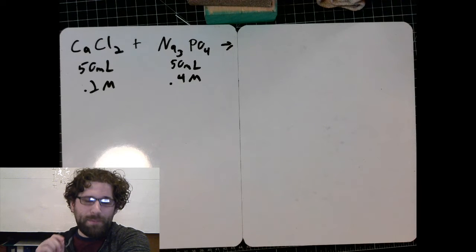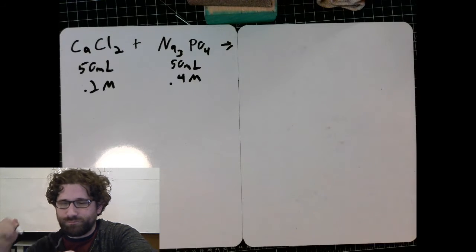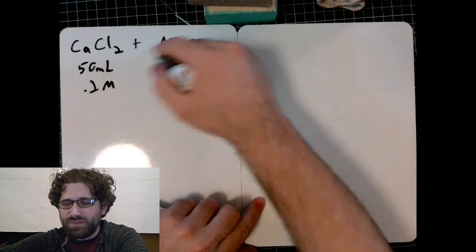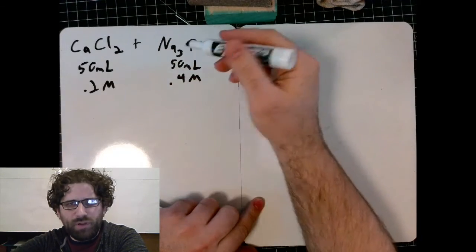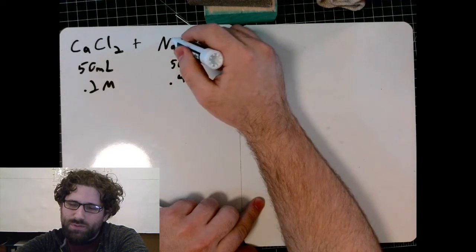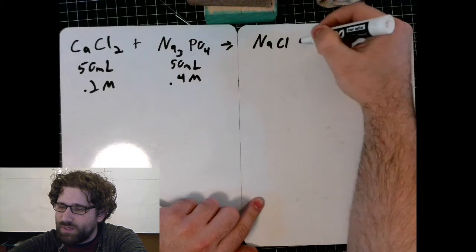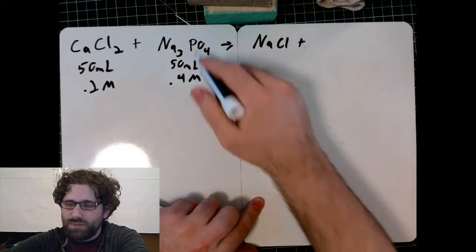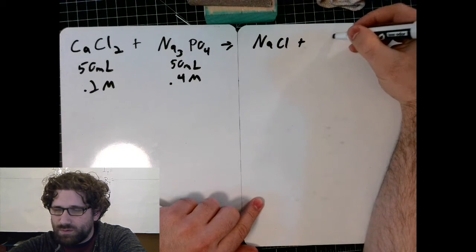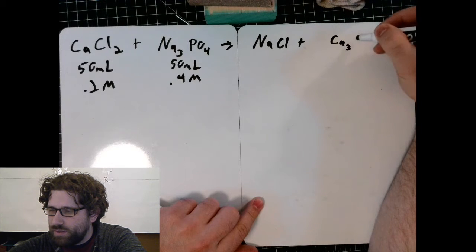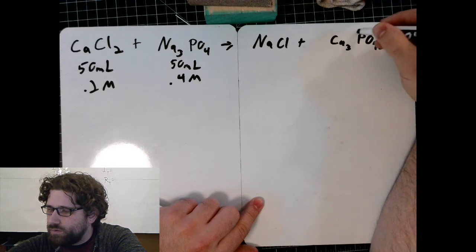the complete balanced equation. So the complete balanced equation, this is just going to be a double replacement reaction. So I've got sodium and chlorine getting together, NaCl, plus calcium and phosphate, so it's going to be Ca3(PO4)2.